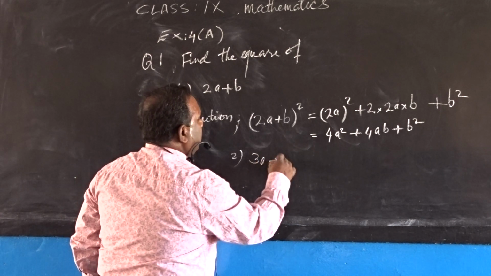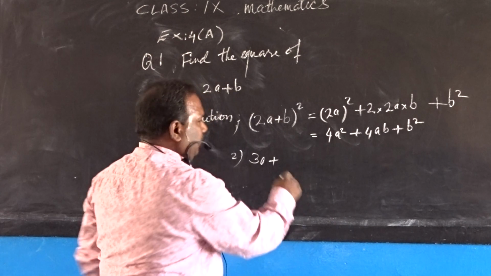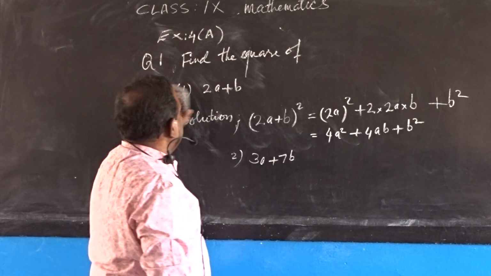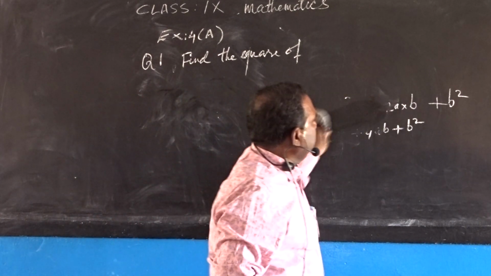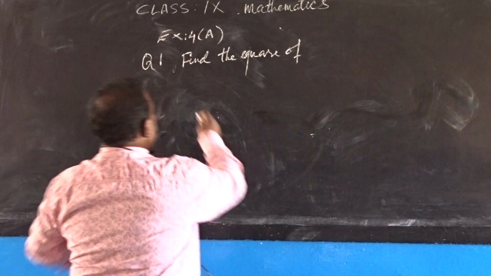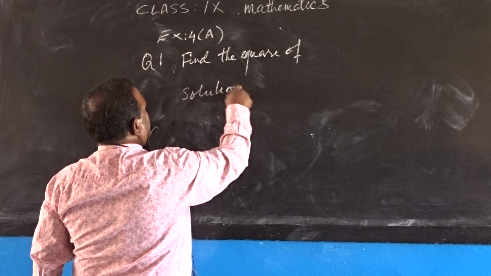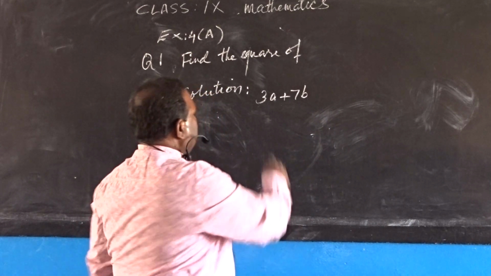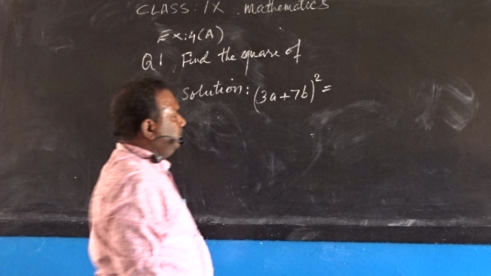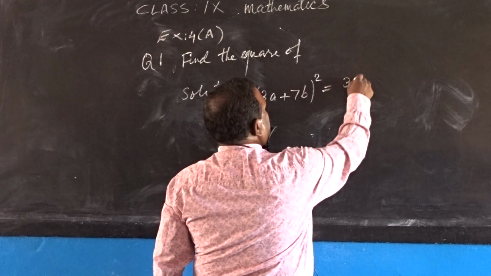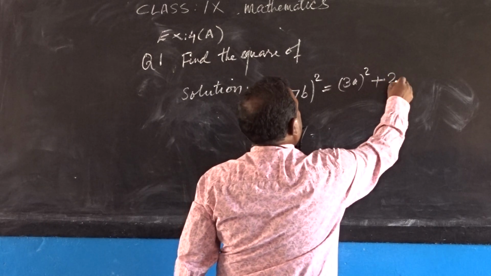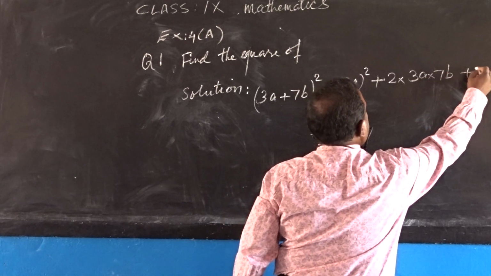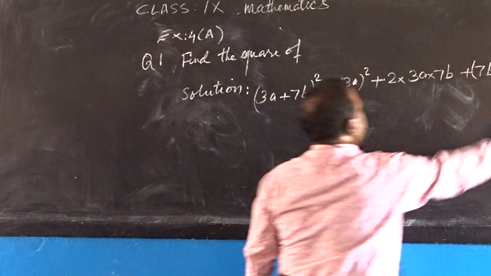Find the square of 3a plus 7b. Solution: 3a plus 7b whole square is equal to 3a whole square plus 2 into 3a into 7b plus 7b whole square.